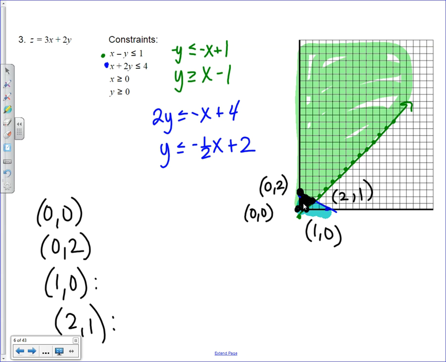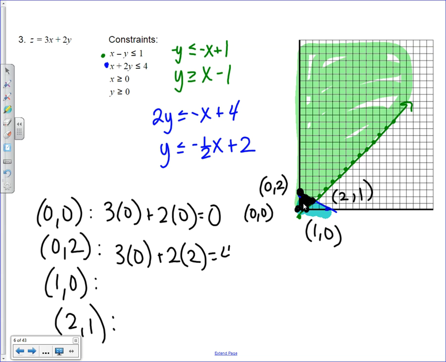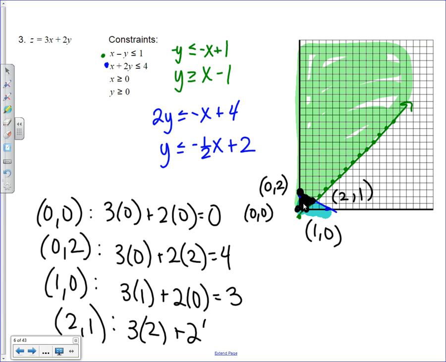Okay, so if I use these points in my objective function, I'm going to be able to find the max and the min. All right, so 3 times 0 plus 2 times 0 is 0. 3 times 0 plus 2 times 2 will be 4. 3 times 1 plus 2 times 0 will be 3. And 3 times 2 plus 2 times 1, that will give me 6 and 2, which gives me 8. So it looks like 8 is my max and 0 is my min.